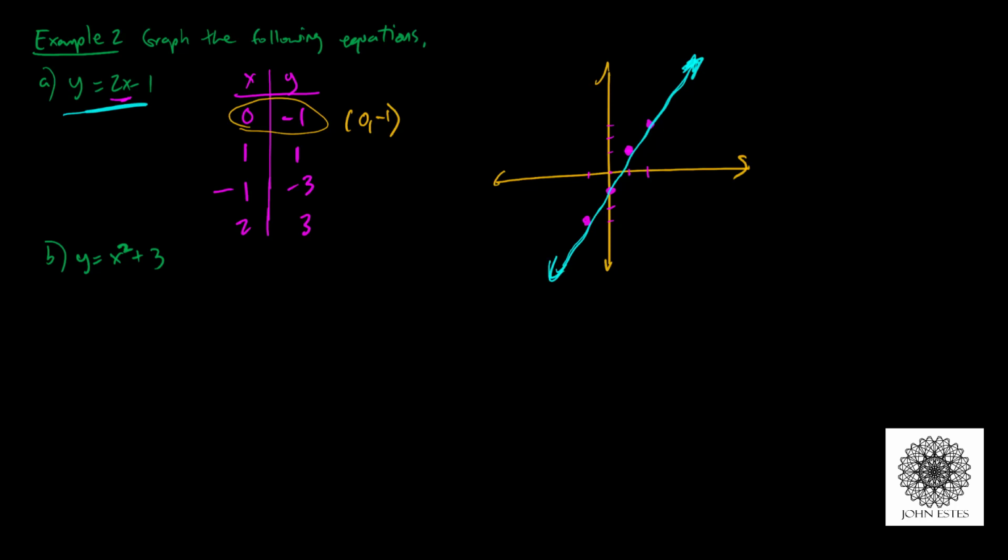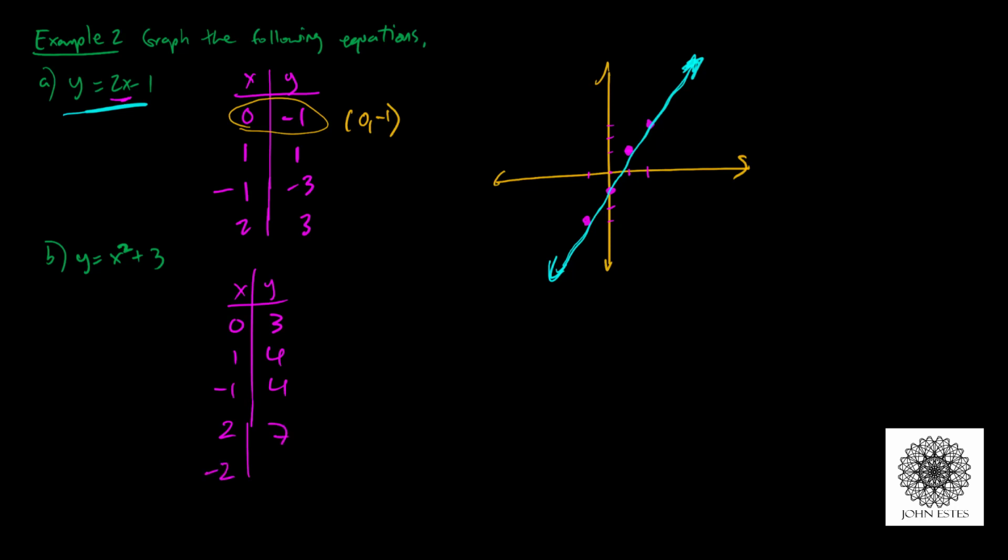Alright, now in part B, I could do the same thing. Let's see what kind of shape we get here. So I'm going to pick an x and y table. Let's plug in 0 for x. If I do that, I get 3. If I plug in 1 for x, that's 1 squared is 1, plus 3, I get 4. Let's try -1. If I plug in -1 for x, -1 squared is 1, plus 3, I get 4 again. So I have two coordinates now that have the same y coordinate. Alright, let's try one more. Let's do 2. If I plug in 2, that gives me 4, plus 3 is 7.